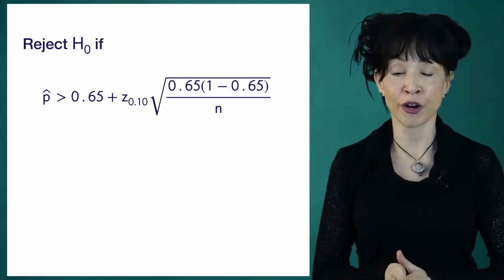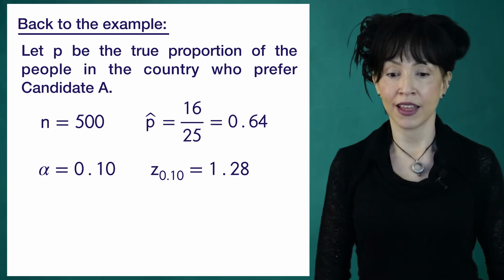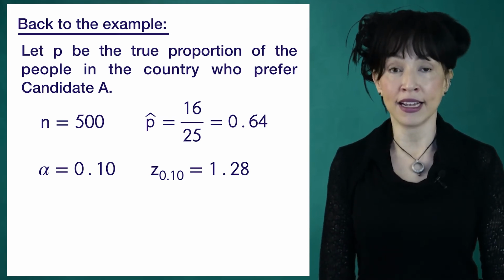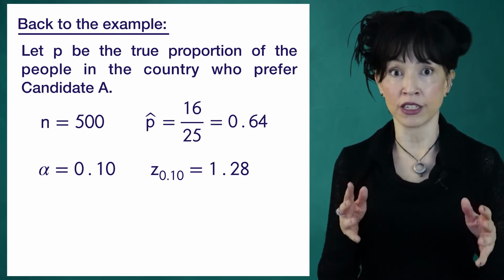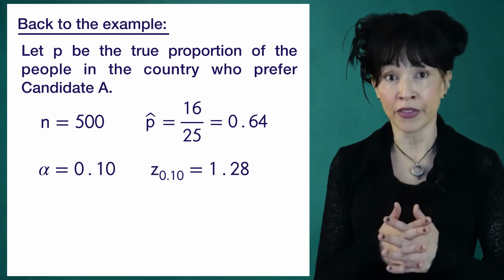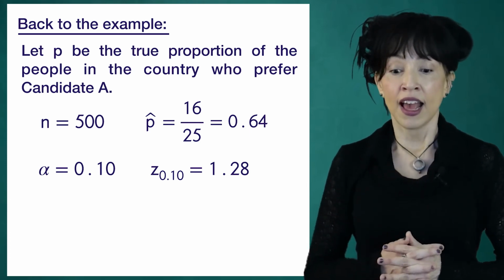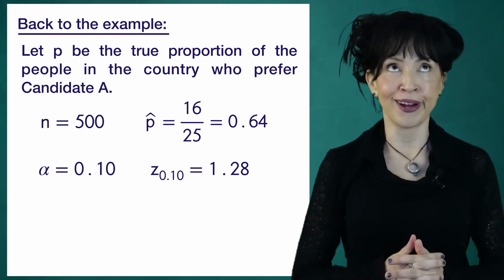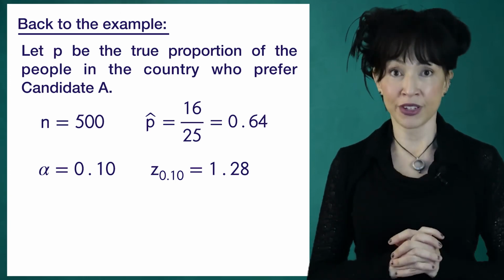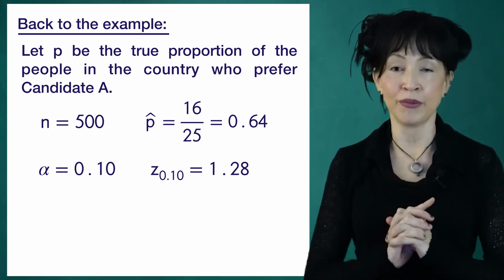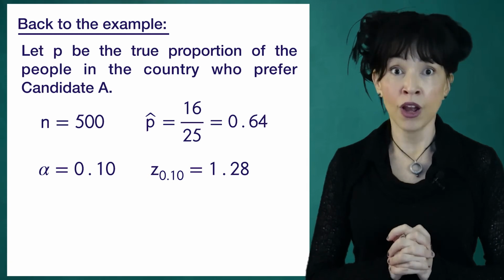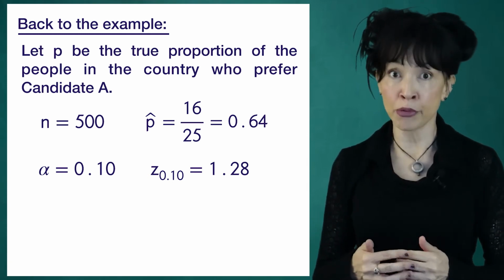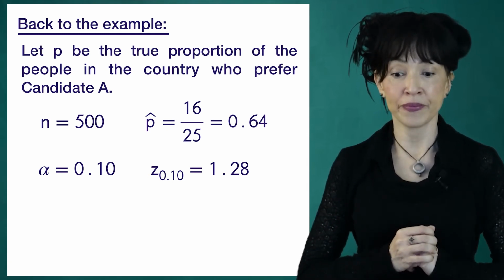So let's try it for our actual example. In our example, we had a sample of size 500. We talked to 500 people and polled them about their candidate preference. And in that sample, we saw 300 and something, which came to 16 out of 25, which came to 0.64, was the proportion of people in that sample who preferred candidate A.